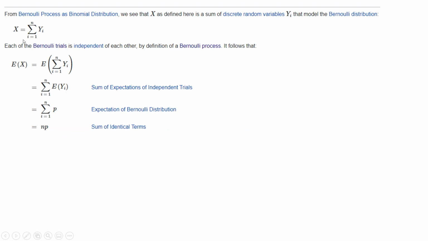Another proof uses the Bernoulli process. The binomial distribution is basically the sum of n independent Bernoulli variables. The expectation value is linear, so you just take the single answer p and times n, which becomes np.